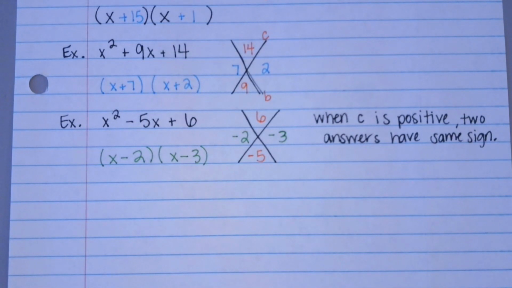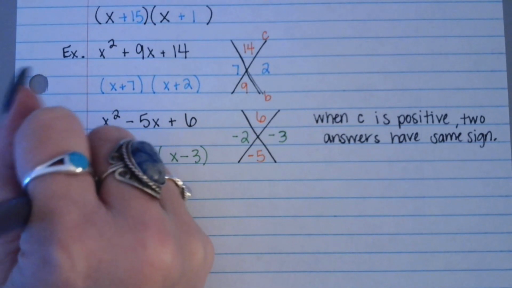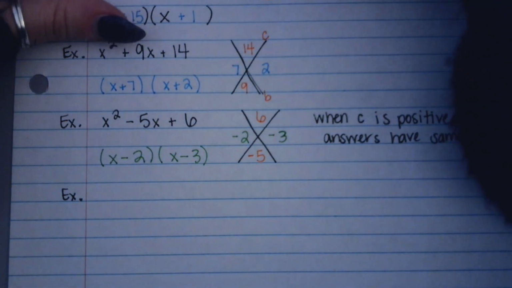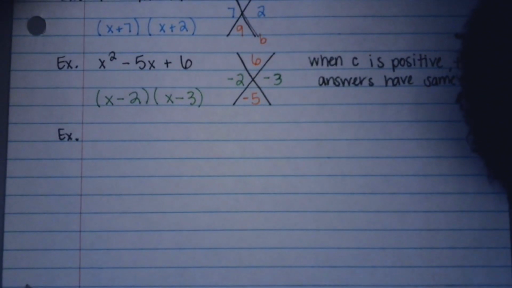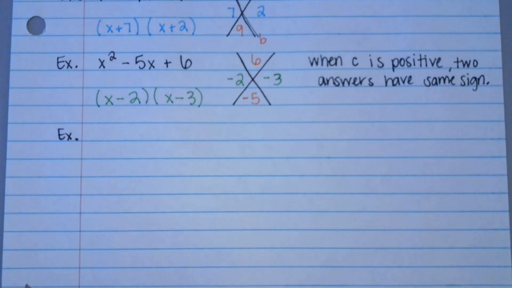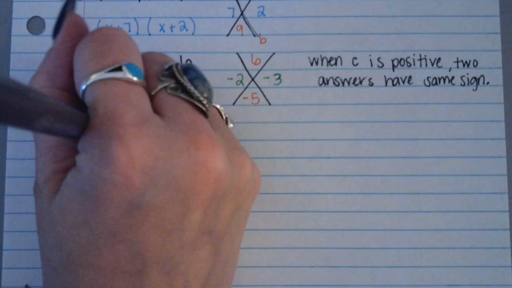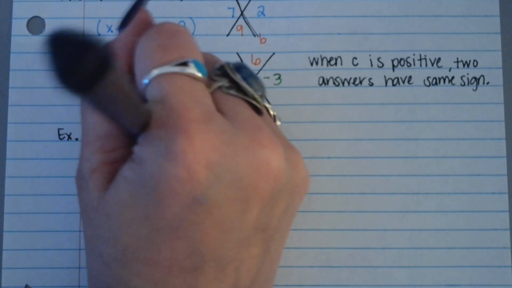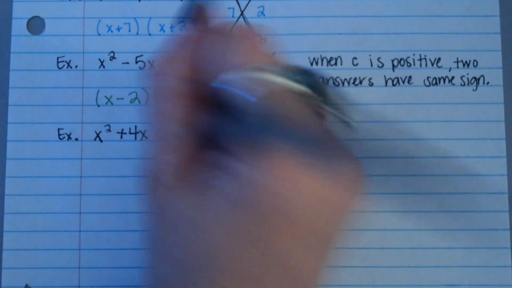All right, we're doing great. I only have 2 more examples. All right, let's do one slightly different this time. Let's look at x squared plus 4x minus 21.